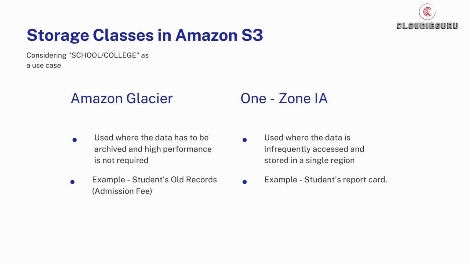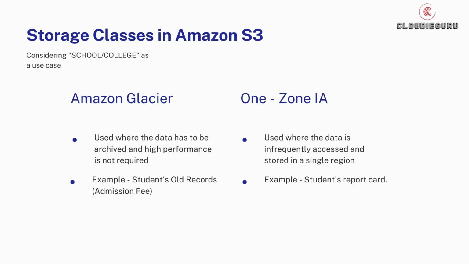Next is Amazon Glacier. Amazon Glacier is used when the data that needs to be stored has to be archived and high performance and speed is not required. Accessing data from Amazon Glacier can take much longer as it is used for data archiving purposes. An example of data that can be stored in Amazon Glacier can be students' old records such as admission fee related details.